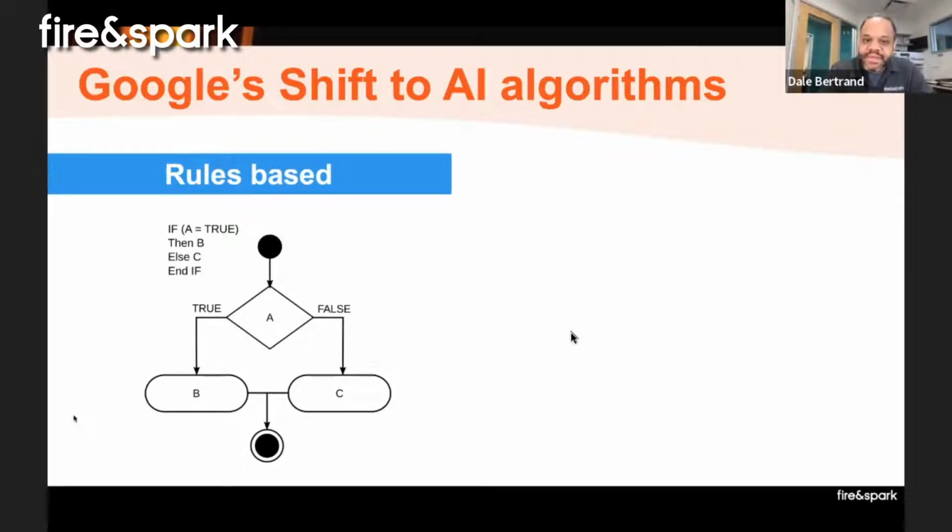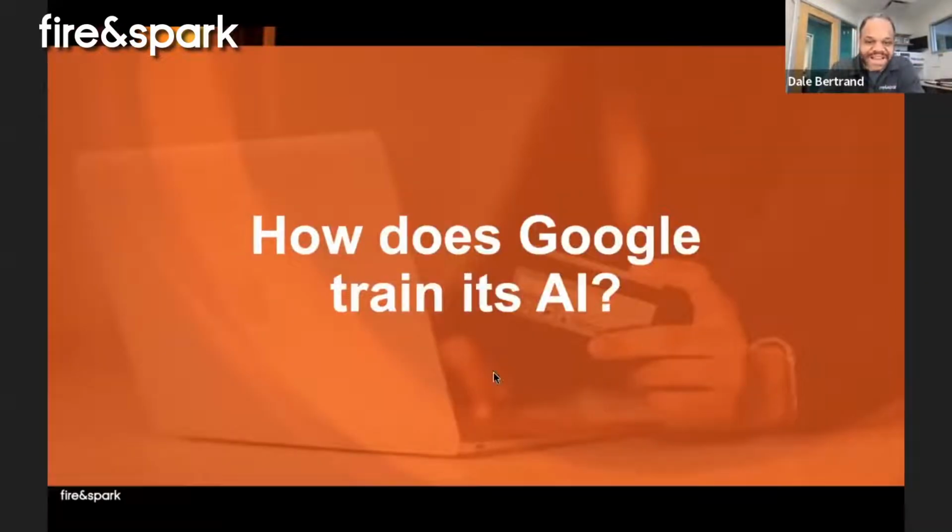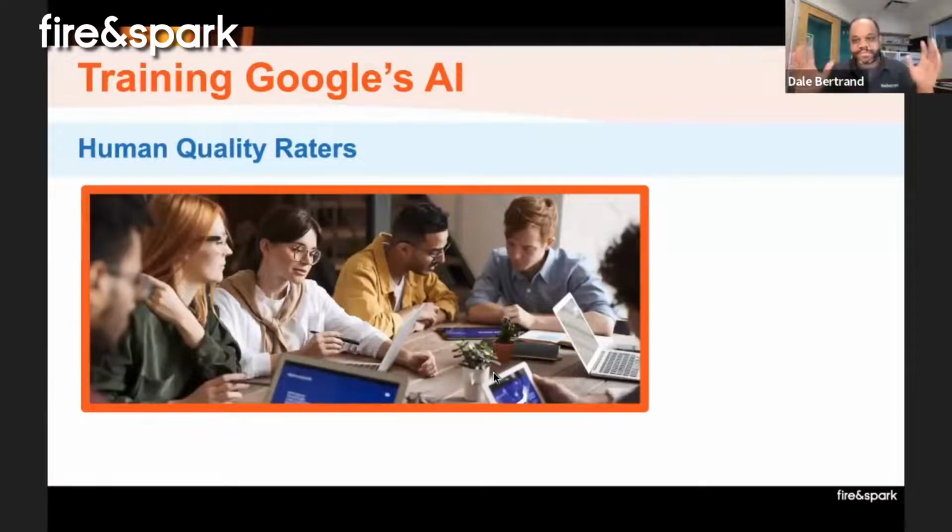But the way it's really evolved is that Google's algorithm today, 20 years later, is based on AI algorithms. The AI algorithms decide how to rank pages based on their training, which is different. So how does Google train its AI? There are three areas I'm going to talk about. One is the humans. These are human quality raters, people who are looking at websites and rating them.